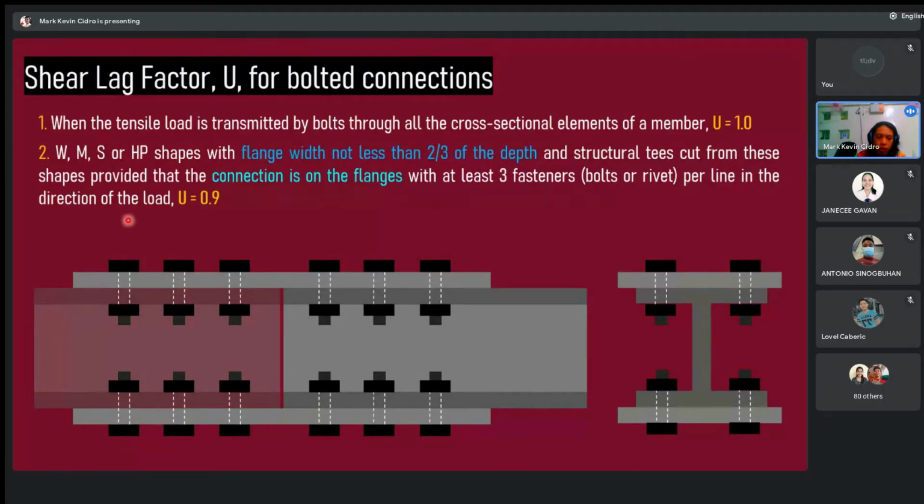In the direction of the load, your U is equal to 0.9. Understood? With the connection on the flanges, the flange width is not less than 2/3 of the depth. So 0.9.